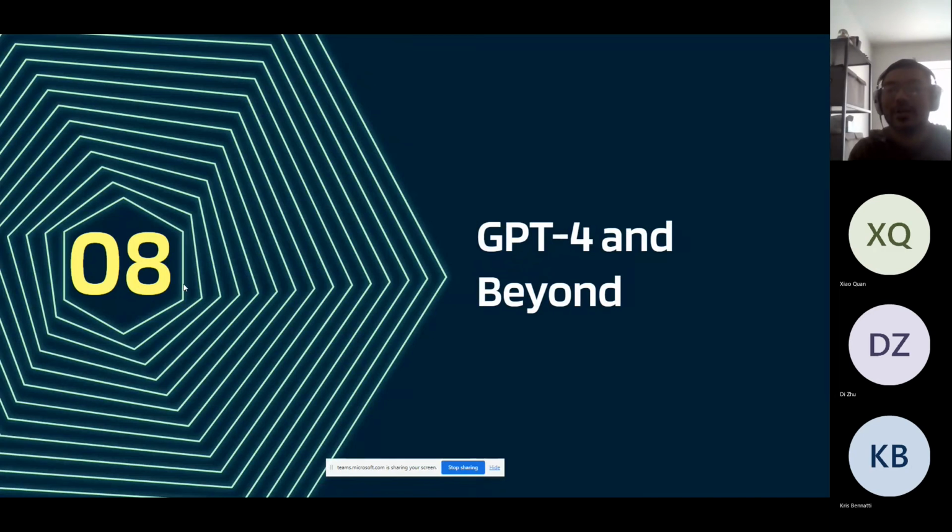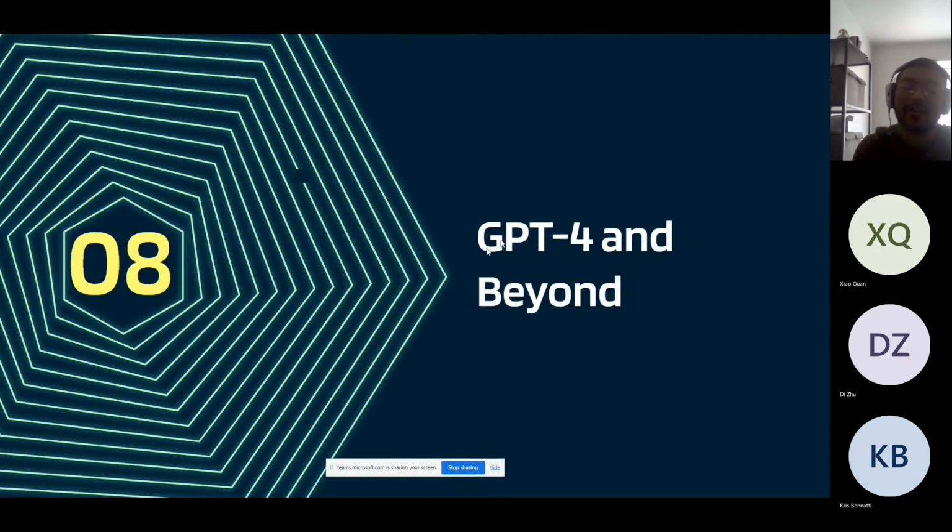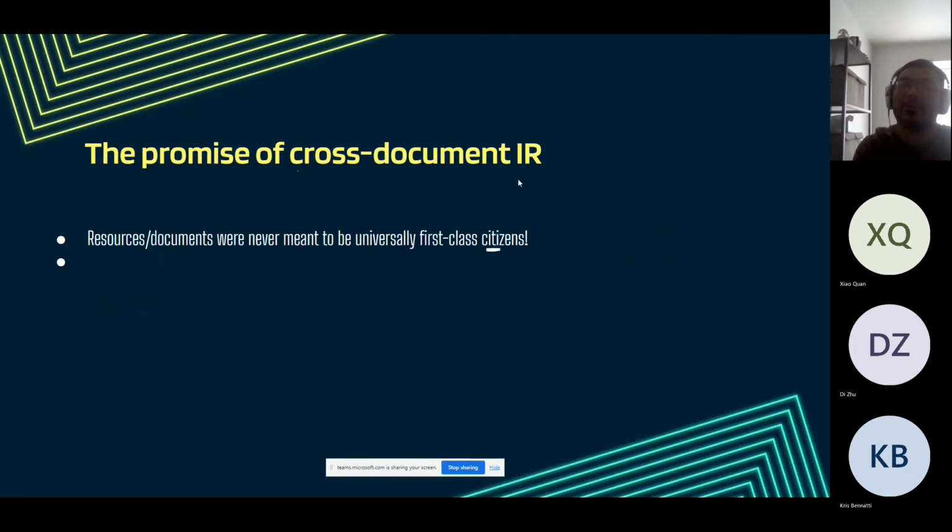Finally, let's talk about what is in store next. From what I see, the game changer that we are going to see from these models is finally fulfilling the promise of cross-document information retrieval. Remember, this is basically when you have an information need that can be solved only by going through multiple resources.